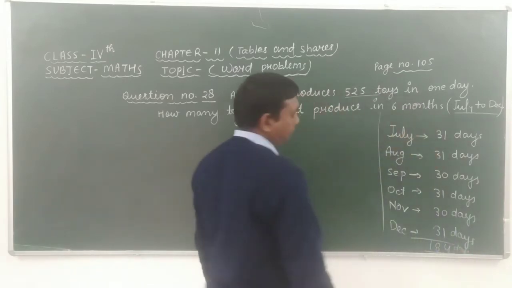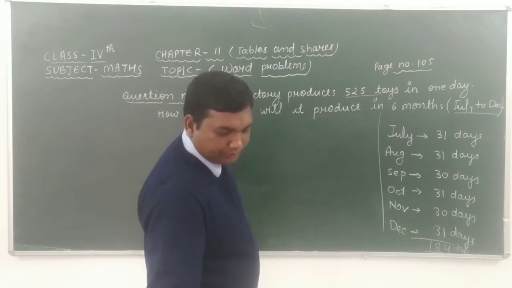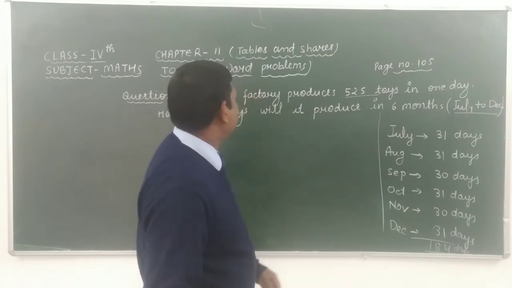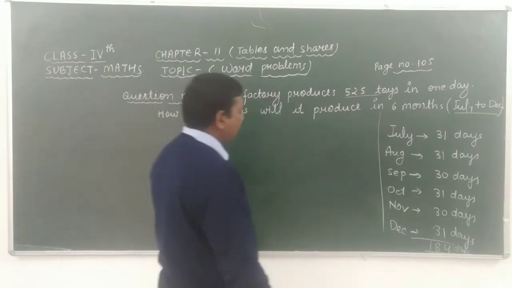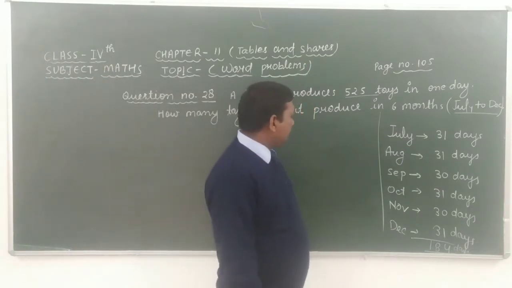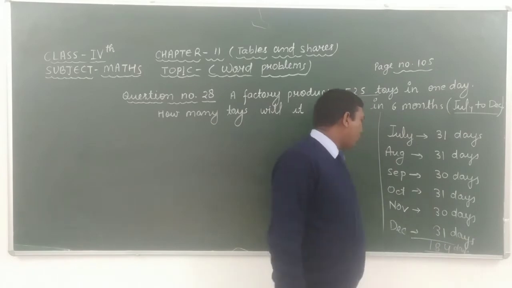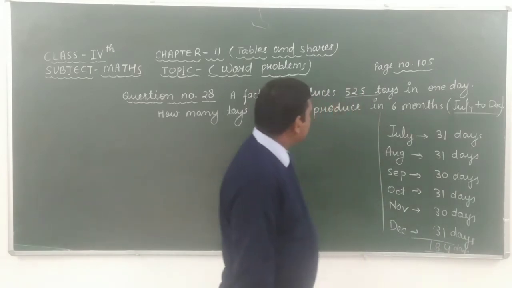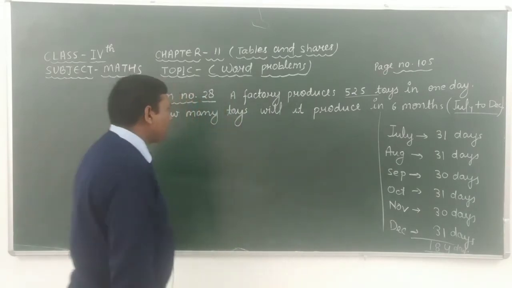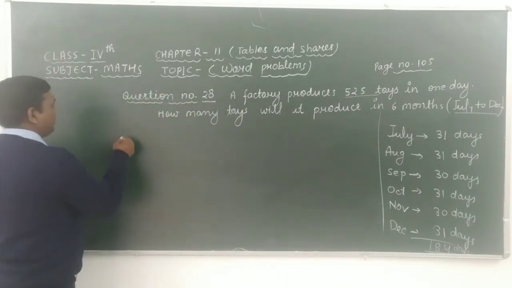Okay students, look. In this question, if we take the multiplication of 184 by 525, then we get the answer of this question. Now let's start the solution of question number 28.